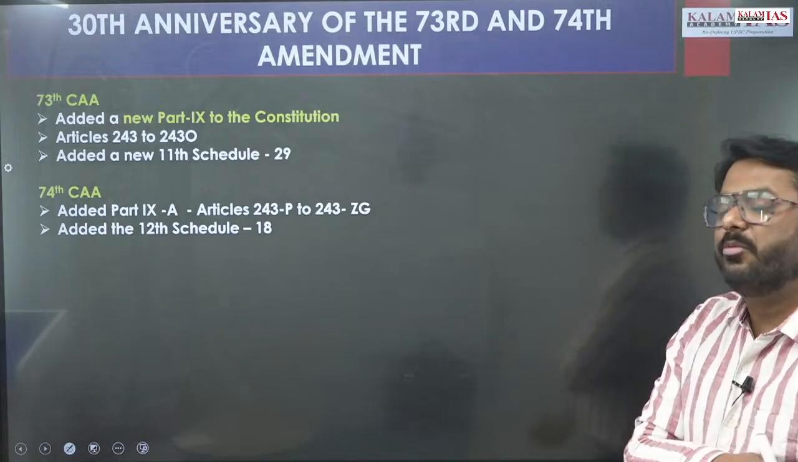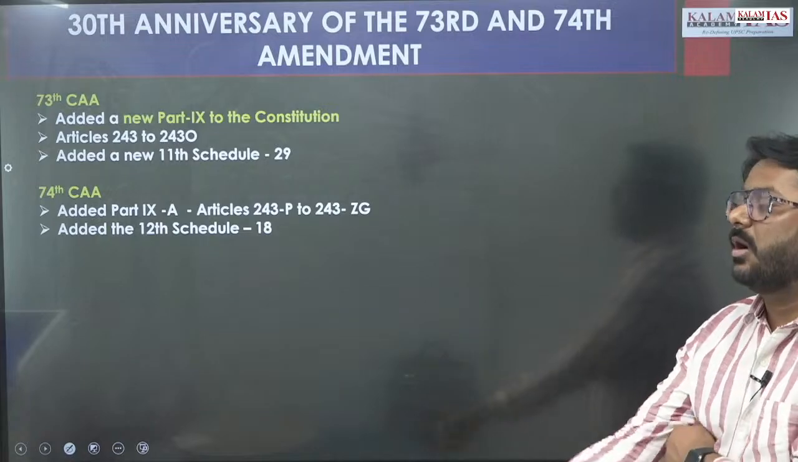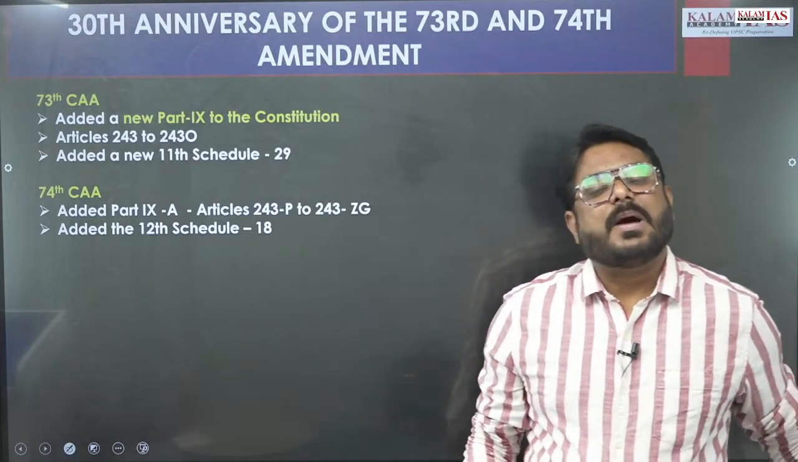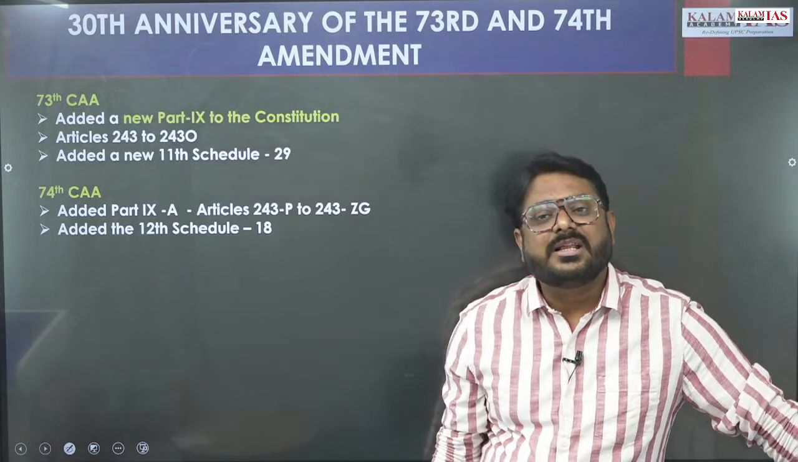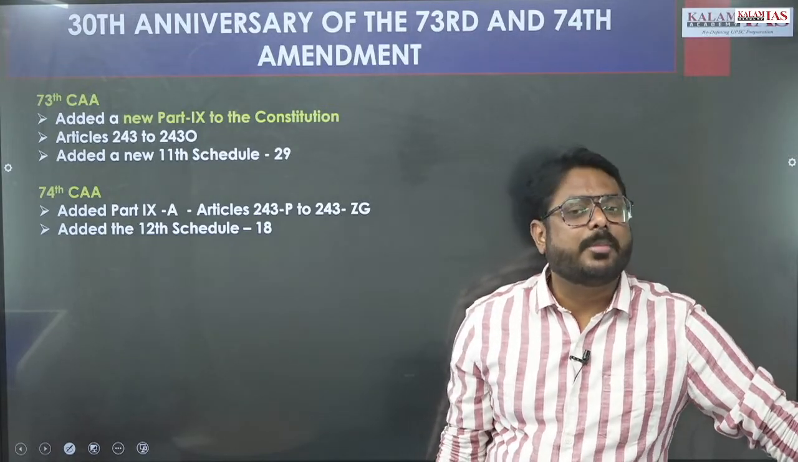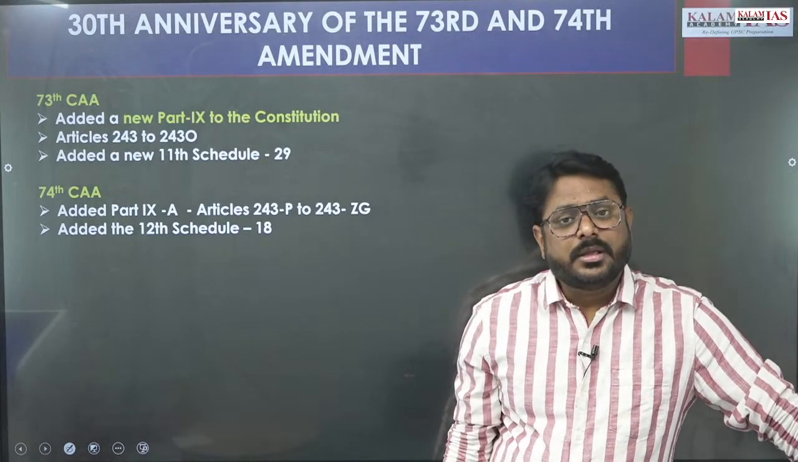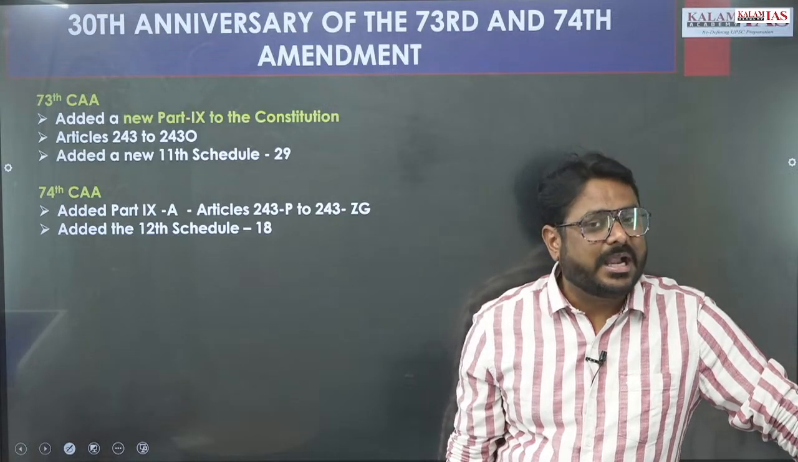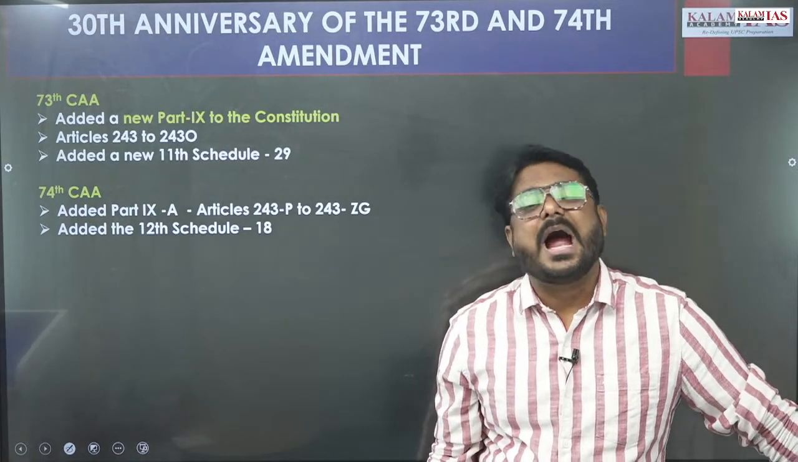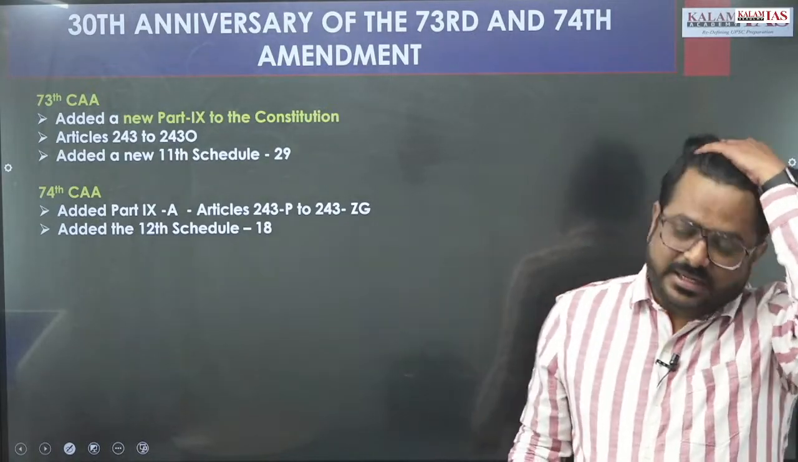Similarly, there is the 74th Constitutional Amendment Act. This is for the urban local governance. A new part, that is part 9A of the Constitution, was added. Several articles like article 243P to article 243ZG were added inside the Constitution of India. The 12th schedule of the Constitution was added, and in the 12th schedule 18 items have been provided, right? So that is there.